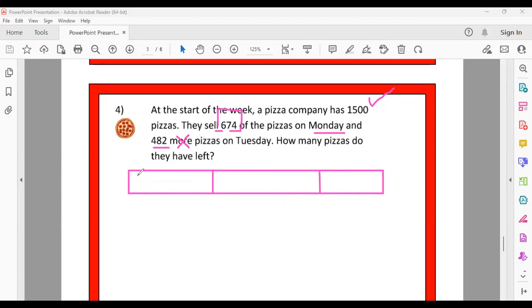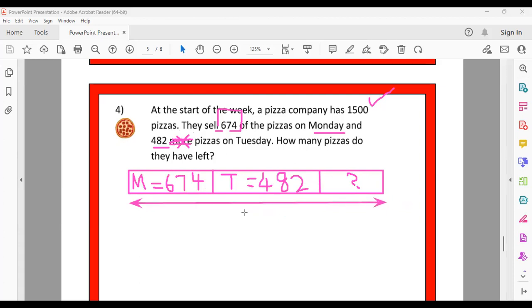This one is not a difficult question. It's supposed to be 1-star. So Monday, 674. Tuesday, take off the word more, no more word more. 482 pizzas on Tuesday. So Tuesday is straight away just 482, not more or less. Then you find how many pizzas are left. Minus, of course, minus only. This is the total.